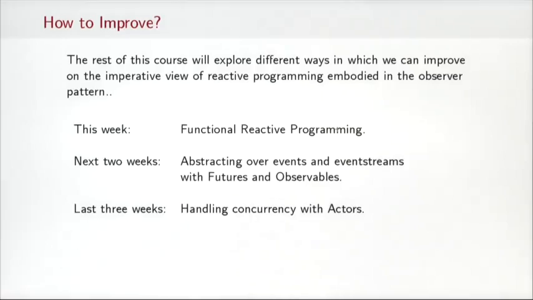So in the rest of this course, we'll explore different ways in which we can improve on the imperative view of reactive programming that's embodied in the observer pattern. In this week, we are going to look at functional reactive programming as an alternative to treat these event sequences in a functional way. In the next 2 weeks, then, we will look at related but different ways of abstracting over events and event streams with futures and observables. And in the last 3 weeks of this course, we will tackle concurrency head-on. We will express concurrency and handle it using actors.